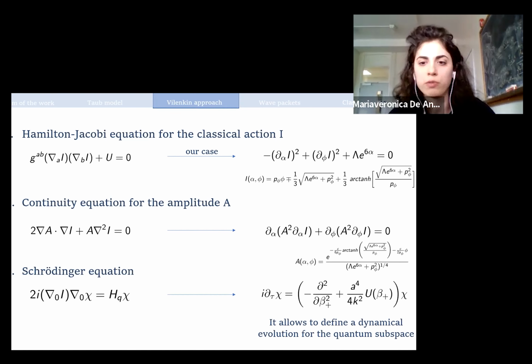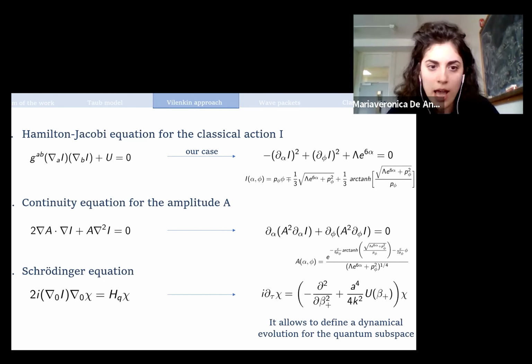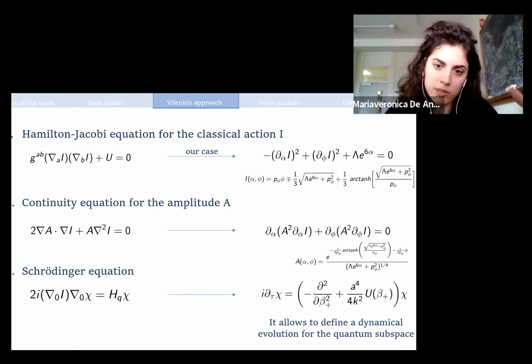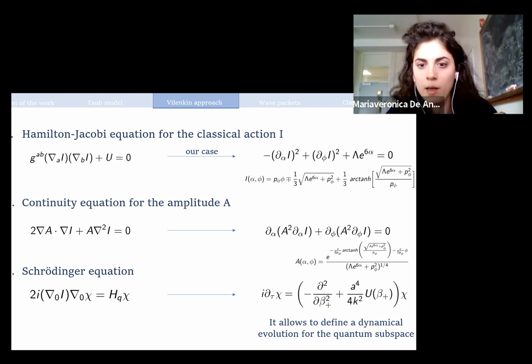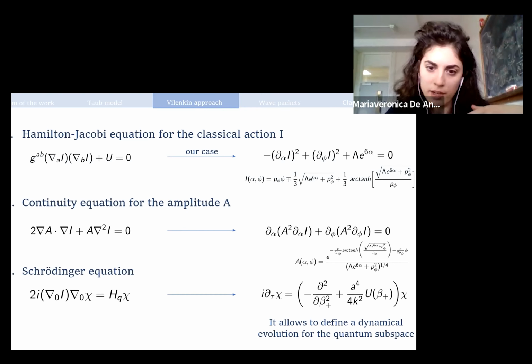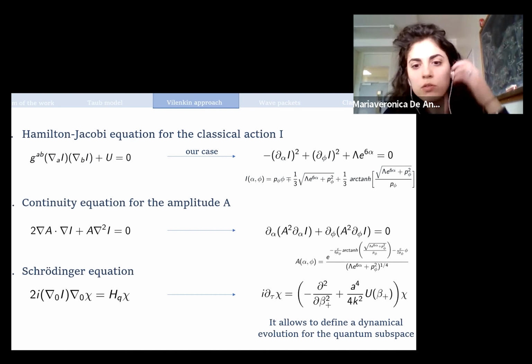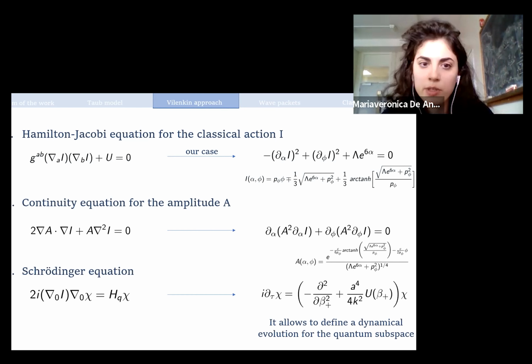The Schrodinger equation we find for the subsystem in the background allows us to define a dynamical evolution for the quantum subspace. So there is a division of the minisuperspace variables between the volume of the universe and the scalar field, taken as semi-classical variables, and the anisotropy regarded as the quantum one. Moreover, according to the Vilenkin idea of the small quantum subsystem, we consider the quasi-isotropic regime so that the potential term of the Taub model gets a quadratic form. So we have something like 24 beta plus squared.